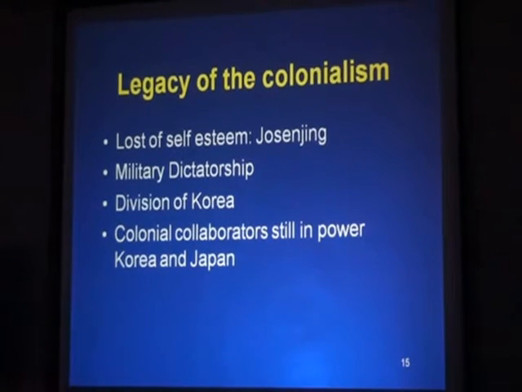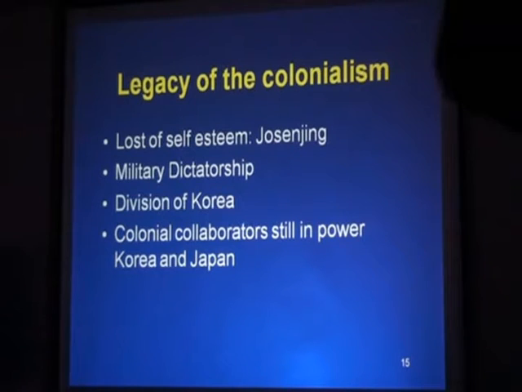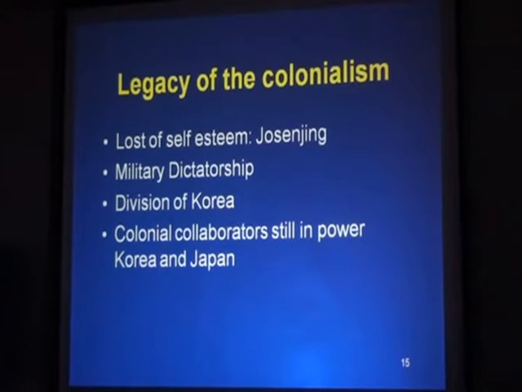And then the division of Korea. Even though we were ruled by Japan, the US and then the Soviet Union decided to divide Korea, because the US government at that time wanted to keep Japan intact. So they gave Korea to the Soviet Union, dividing Korea, even though we did not do anything wrong in World War II. So it is another incurable legacy we inherited from colonialism.